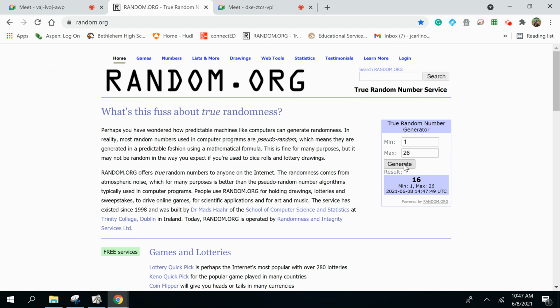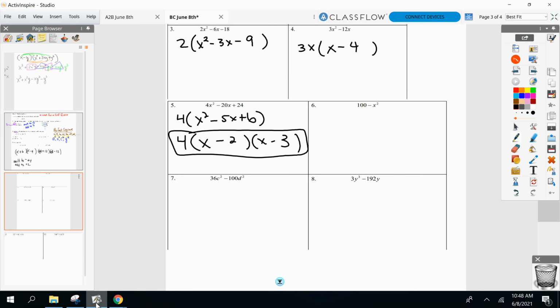And we get another one. Emily, Sammy, what do you think for this one? The difference of two perfect squares. Emily sees 100, and she sees x squared, which are both perfect squares.